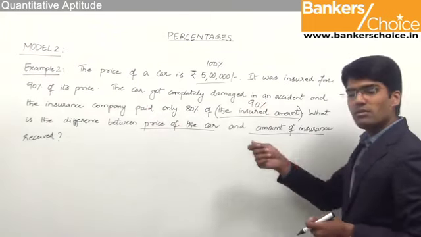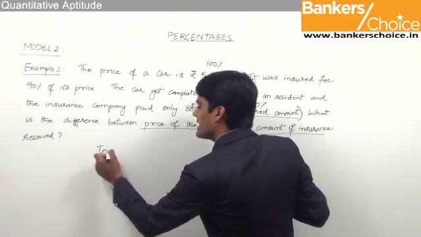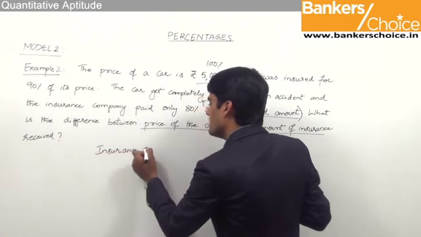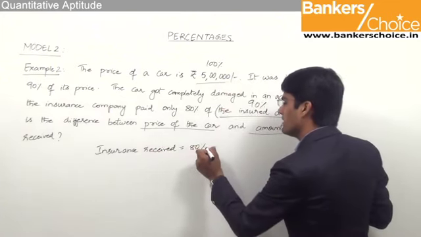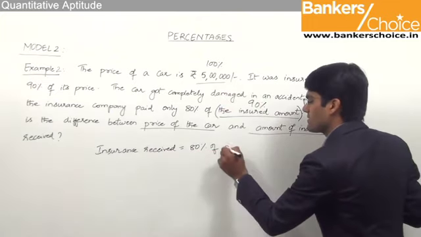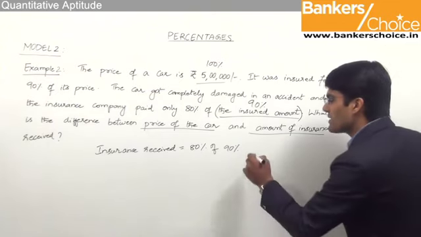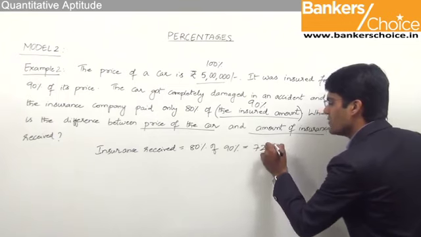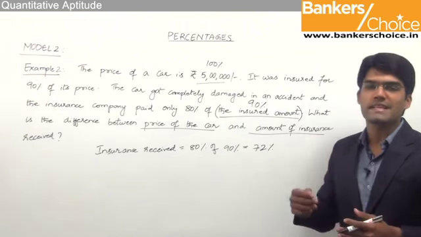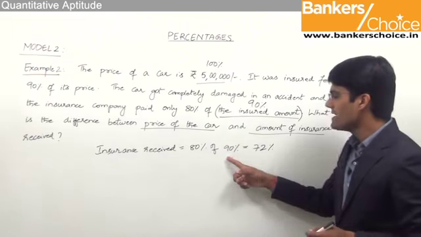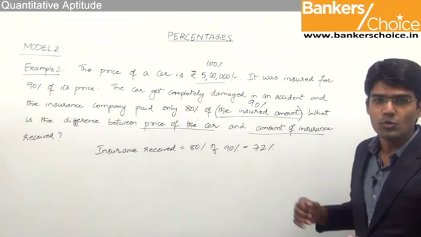So from this, we need to find out the difference between price of the car and the amount of insurance received. So very clearly, the insurance that the person will receive here will be equal to 80% of the insured amount, which is nothing but 90%. So here the calculation is 80% of 90%. We know that 80% of 90% will be equal to 72% with the help of the equation for percentage of percentage. That is x% of y% is xy by 100%. So 80% of 90% will be equal to 72%. So very clearly the insurance that is received is only 72%.